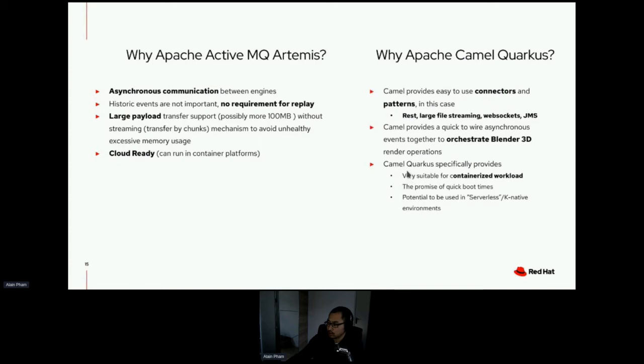And then, Camel actually comes in different flavors. You can use Camel as a standalone. You can use it on Spring Boot. There's also the Camel K flavor, that's Knative. But Camel-Quarkus was very interesting in this use case because, first, it's very suitable to containerized workloads. So if we want to put this on containers, it would be very, very easy. And the quick boot times give it a very nice potential to be used in serverless and Knative environments.